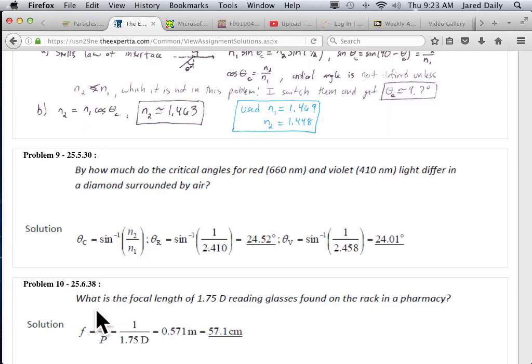The critical angle is defined by a very simple equation, actually. It's the inverse sine of n2 over n1. And the critical angle is that angle at which you came into a surface boundary with a ray of light, and all of the light would go into the material.